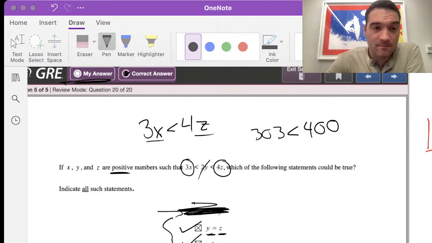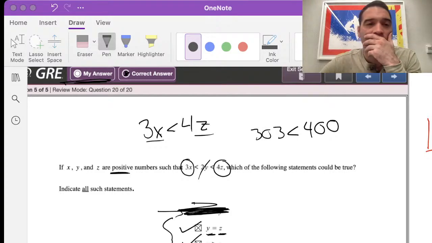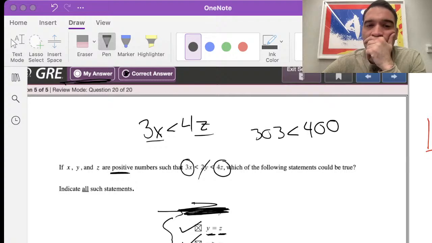So let's see here. Look at this. So we got this other one here. What is the... No, that was the one that we saw before. There we go. Ooh, that looks like a fun one.